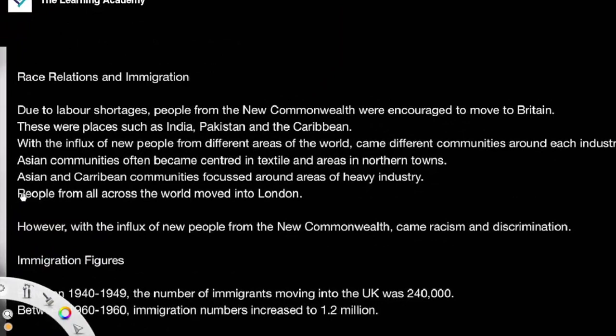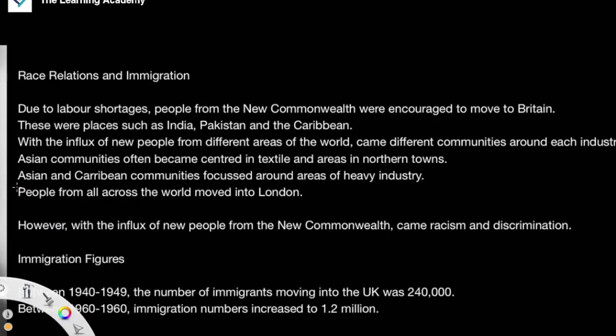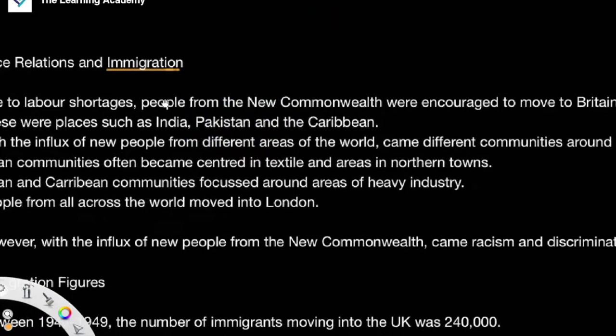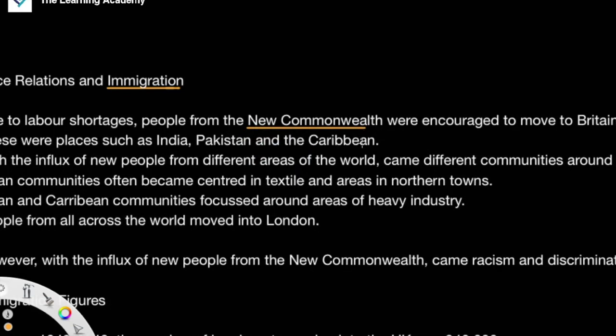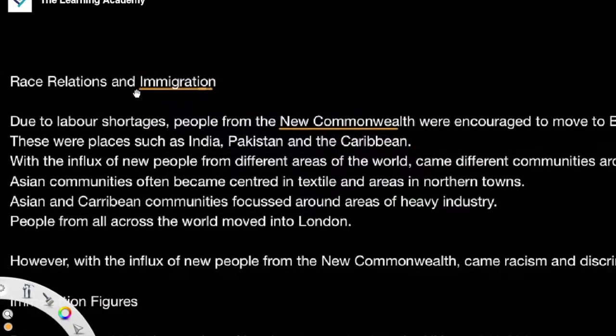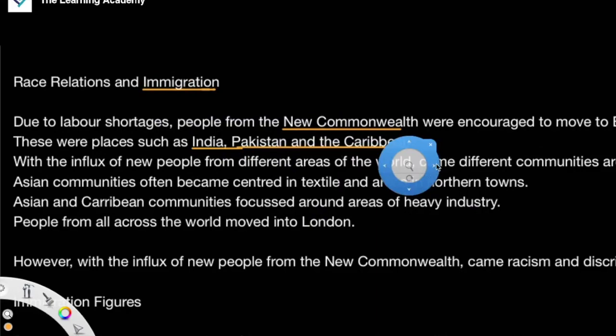Really the issues of race relations are centered around the issues of immigration. Immigration and race relations have always played a key role, and they act hand in hand with each other. Due to labour shortages, people from the new Commonwealth, the newly decolonised countries that were previously part of the British Empire, were encouraged to move to Britain. These were places like India, Pakistan, and places in the Caribbean. So these are all former colonies.